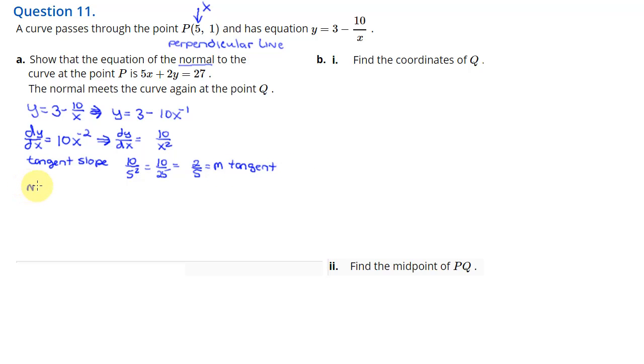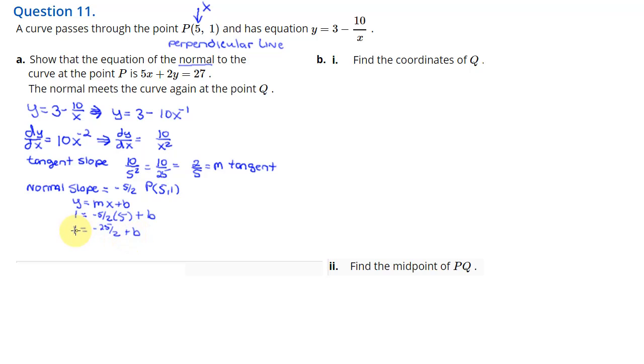Now remember, we don't want that slope. We want the normal slope. So we're going to take the opposite, make it negative, and then flip it upside down, the reciprocal. Now we've got a slope, perpendicular slope, and we've got a point. So all I'm going to do now is find the equation of the line by substituting the x and the y of my point, and then finding the y-intercept.